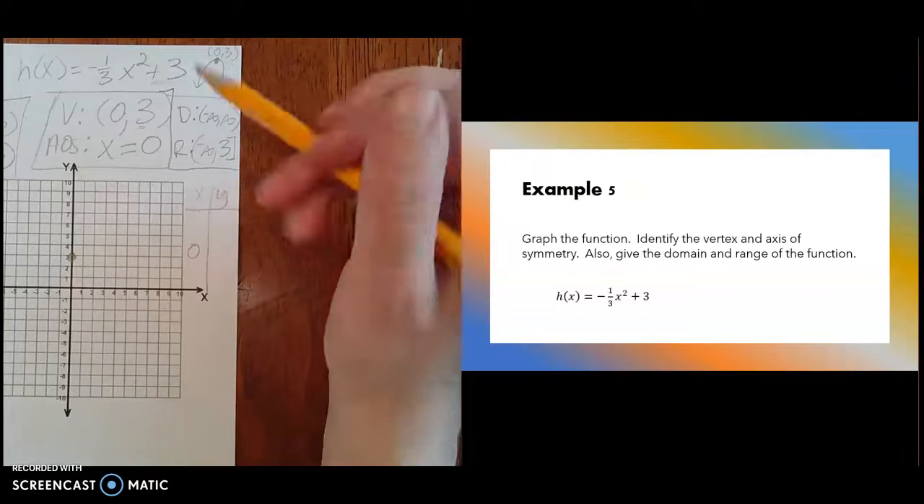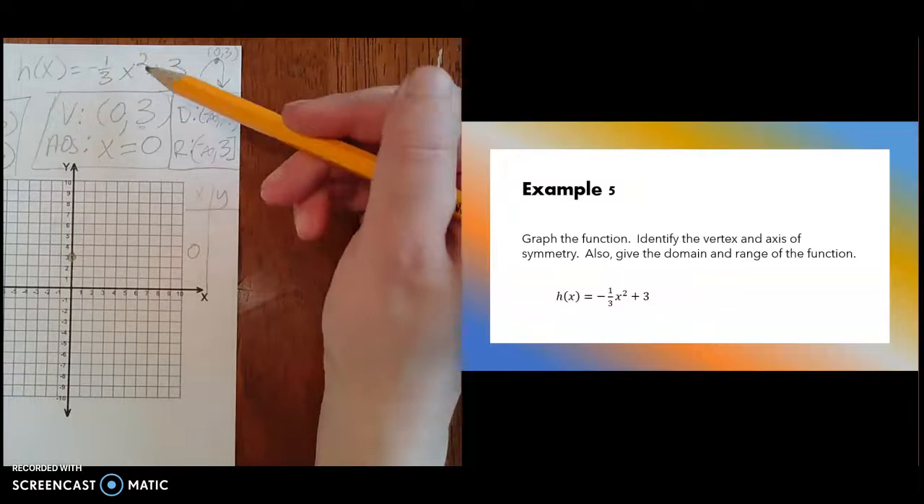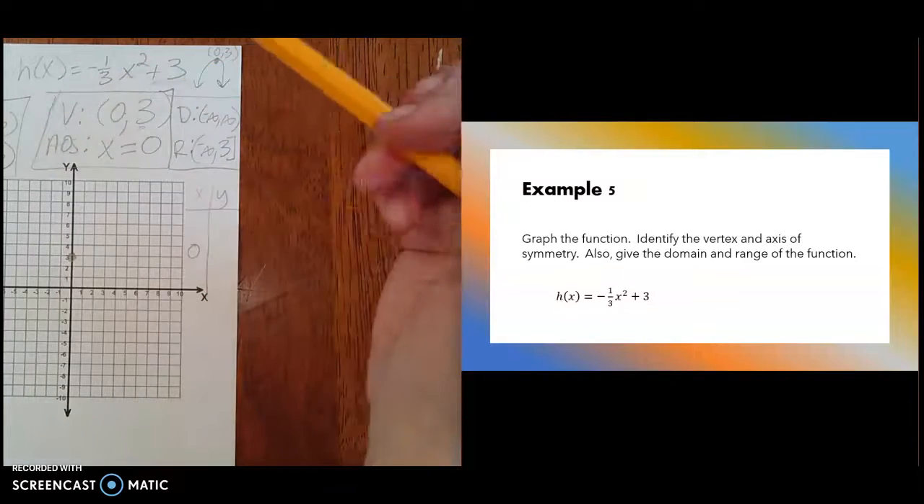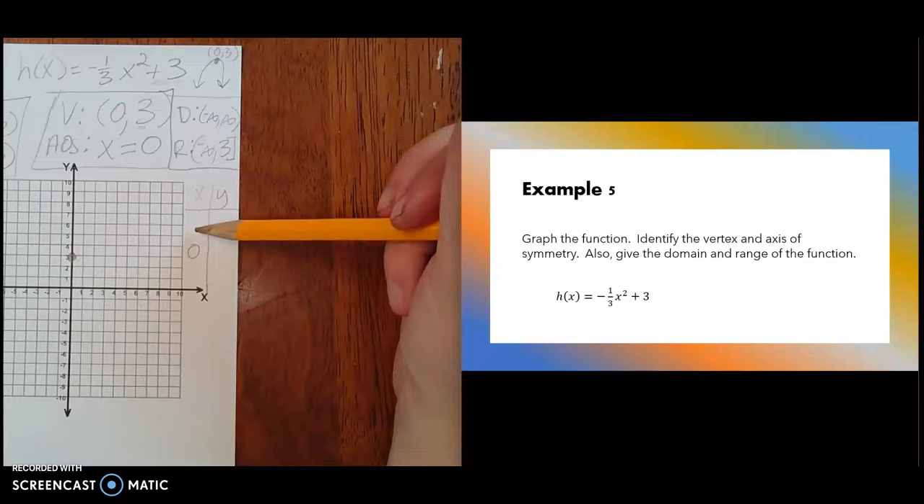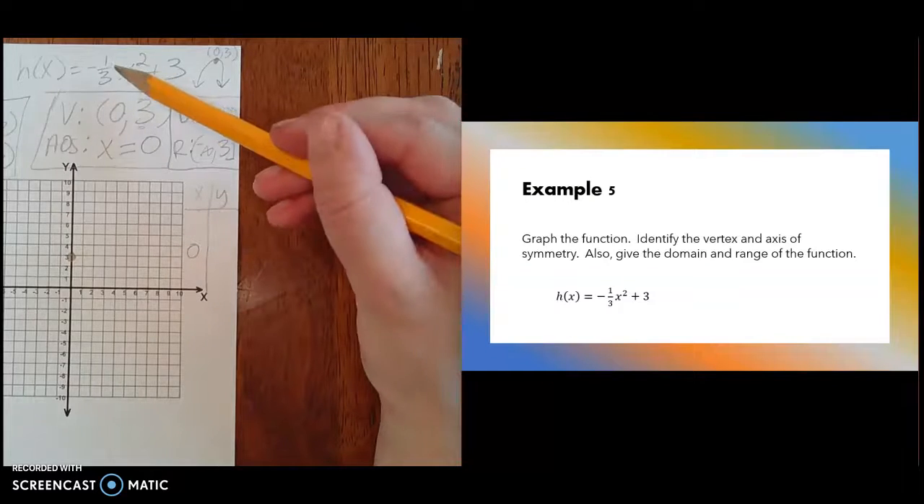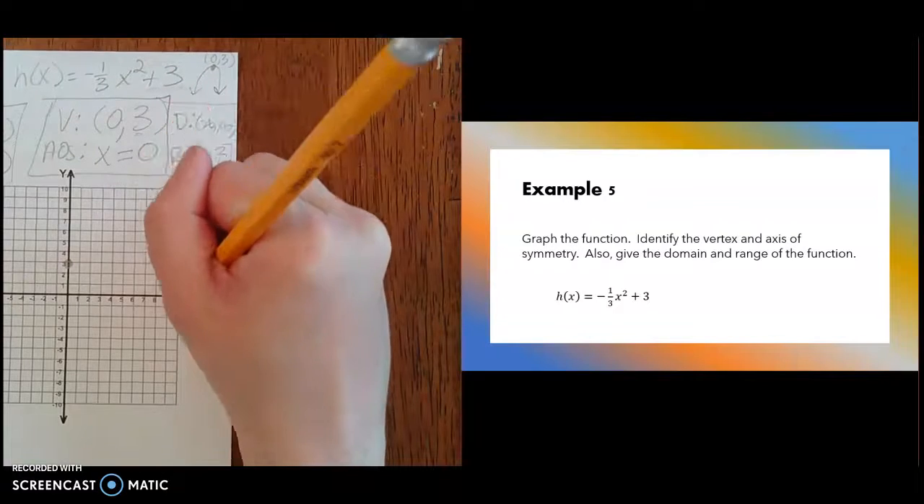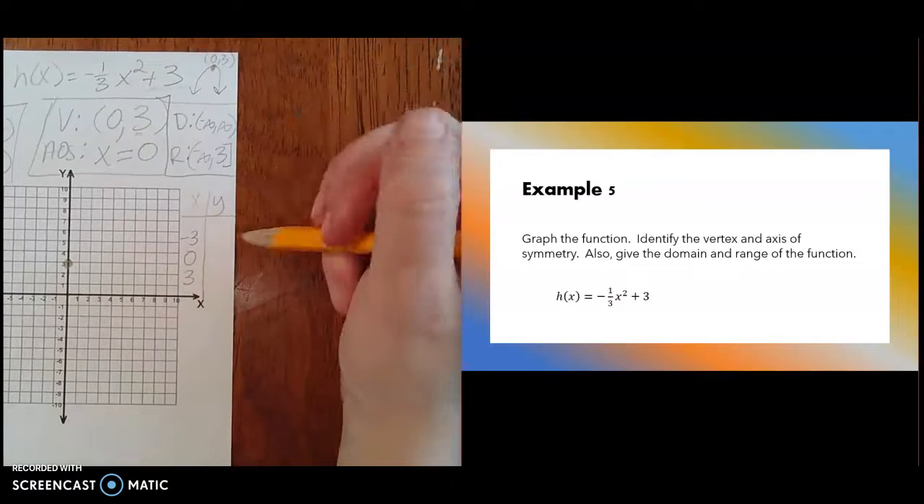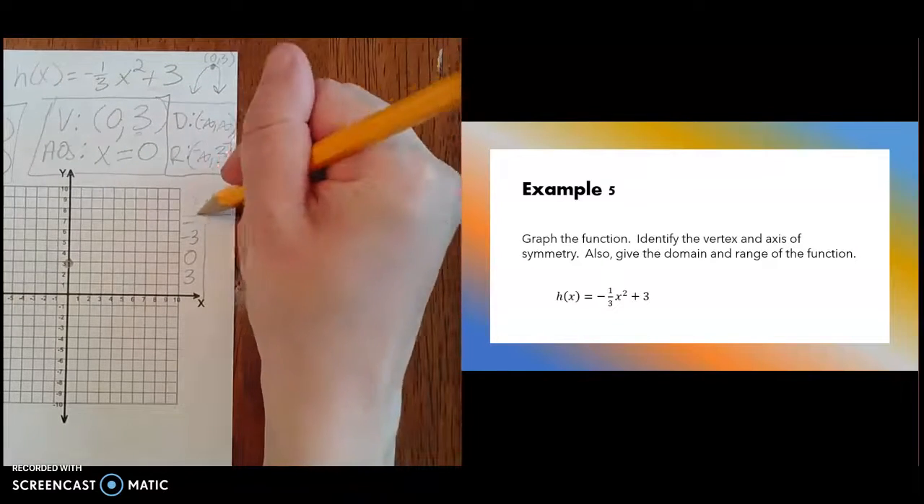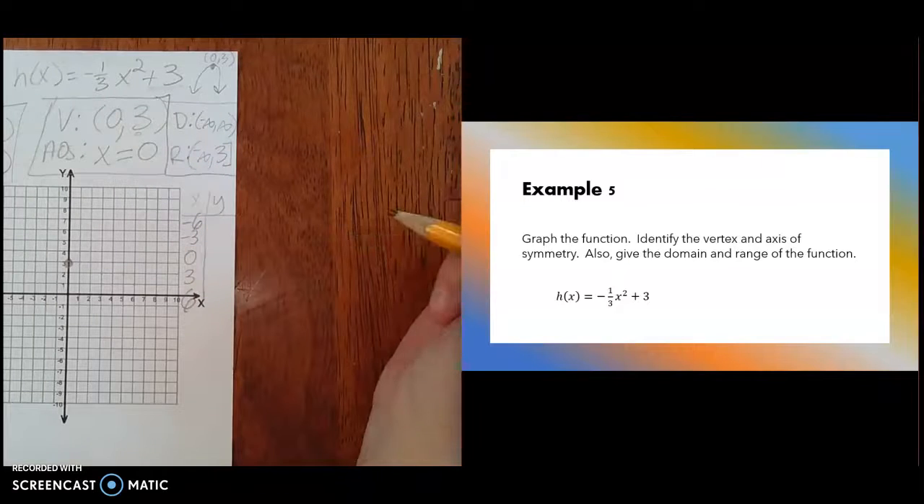Now, I'm kind of looking ahead here. I'm about to do a negative 1/3 times that x squared. So I think the easier points to graph are probably going to be factors or multiples of 3. So how about we do a negative 3 and a positive 3? I think that would be kind of nice. And then we could even do a negative 6 and a positive 6 if you want some extra points.